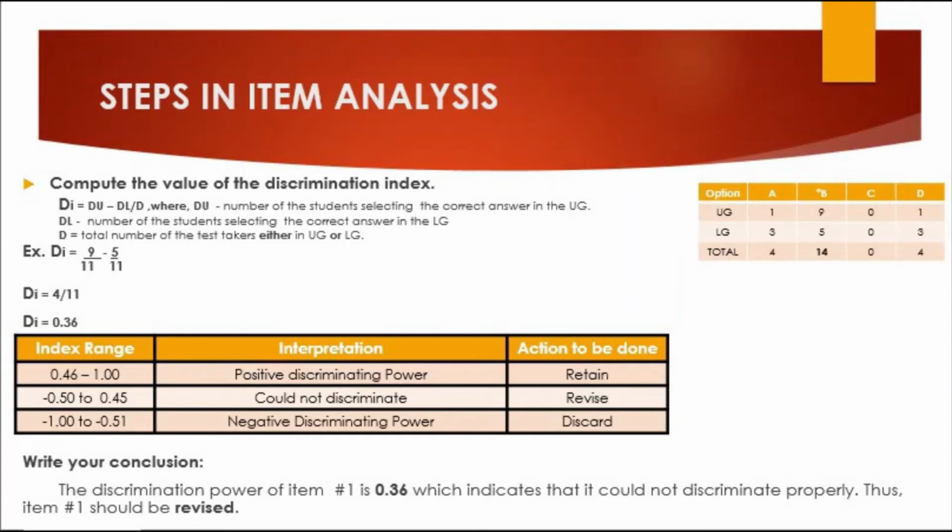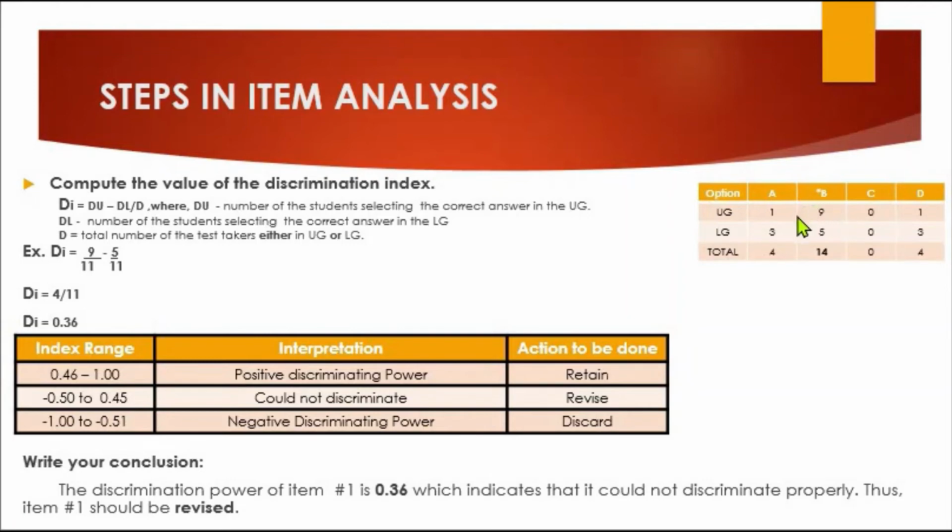So, gagamitin po natin dito ngayon yung formula kung saan makikita natin na yung discrimination index equals the number of students in the upper group who got an item correctly minus the number of the students in the lower group who got an item correctly too. Divide the difference by either the number of the students in the upper group or a number of students in the lower group. So, kung titingnan po natin dito sa ating table, based po sa formula, kailangan daw kunin natin yung number ng students na nakakuha ng tamang sagot.